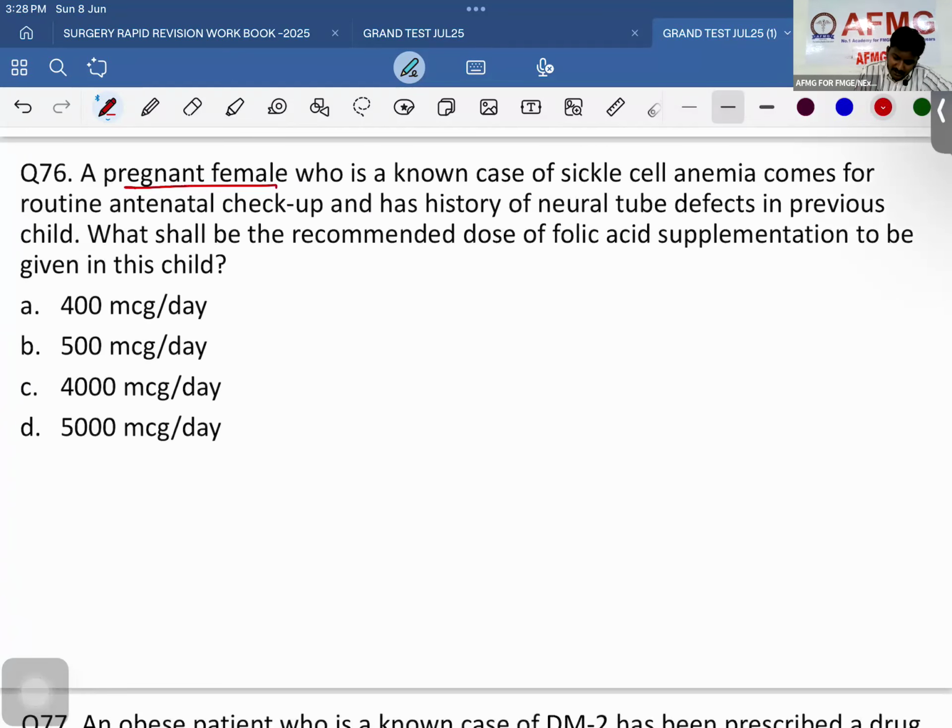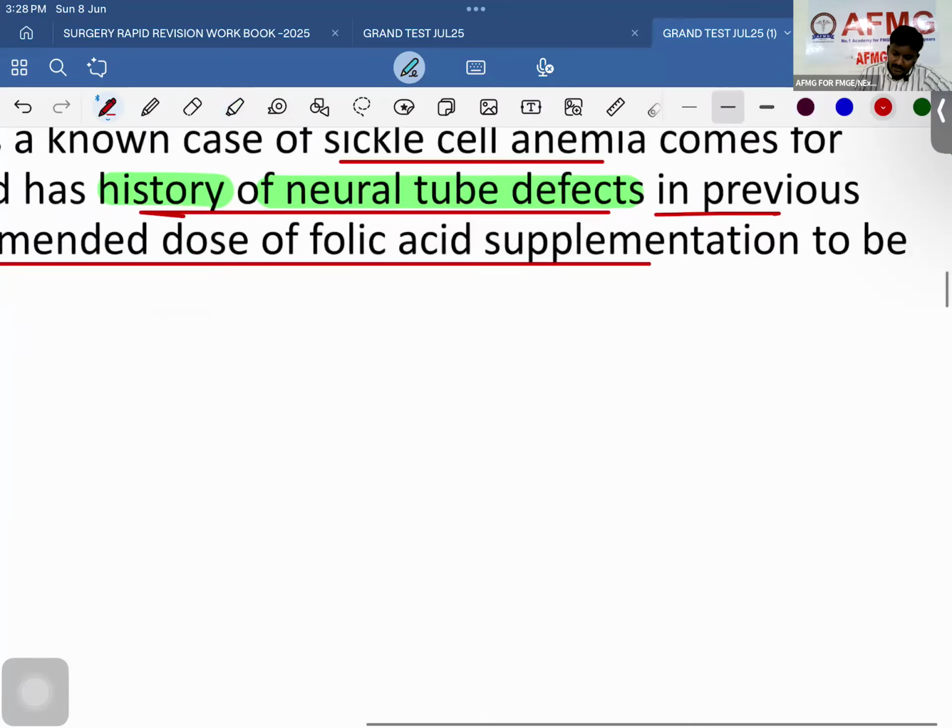Question number 76. Here we are having a pregnant female beta who is a known case of sickle cell anemia. She comes for a routine antenatal checkup and has history of neural tube defects beta in the previous child. What shall be the recommended dose of folic acid supplementation to be given in this child? She is having history of neural tube defect in the previous child. So can I say she is a high risk female?